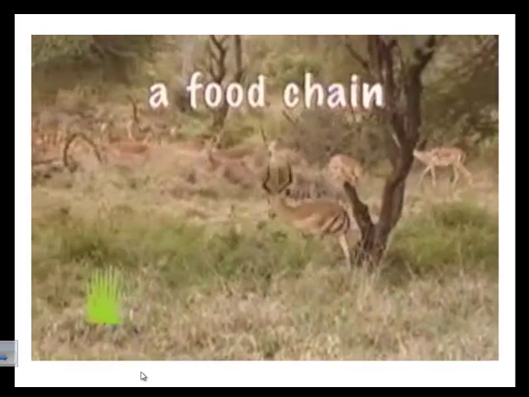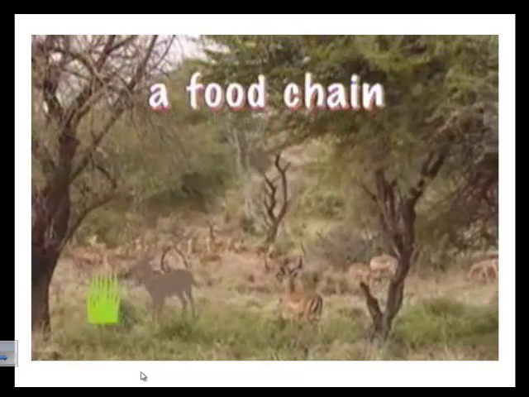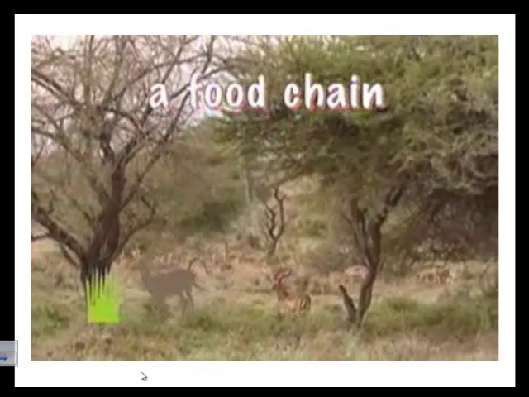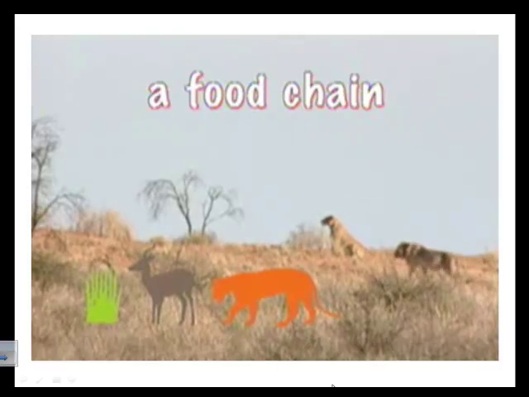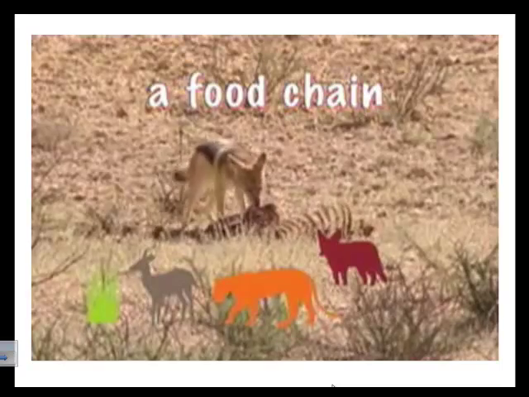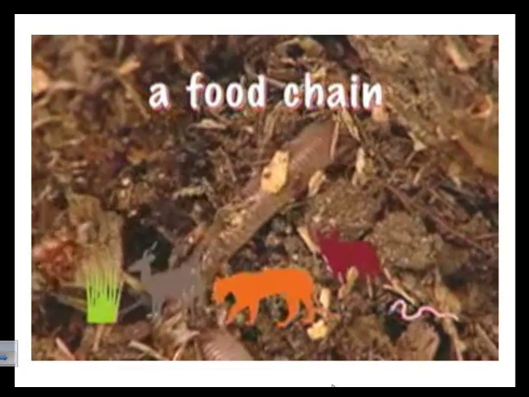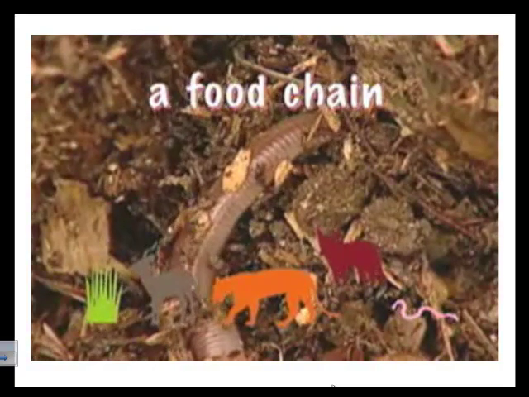For example, on the African plain, grass grows in abundance. A herbivore, such as an antelope, eats the grass. A carnivore, like a lion, kills and devours the antelope. Jackals eat the remains. Worms, ants, and bacteria consume what is left, and someday will feed on the lions and jackals when they die.